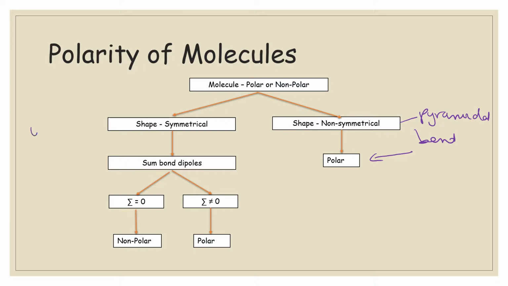Symmetrical shapes such as linear, triangular planar, tetrahedral can be either polar or non-polar. To work it out, we need to look at what the bond dipoles are doing. If the bond dipoles sum to 0, then it's a non-polar molecule. If the bond dipoles don't sum to 0, then it's a polar molecule. And if it's a polar molecule, this means it has an unequal charge distribution.